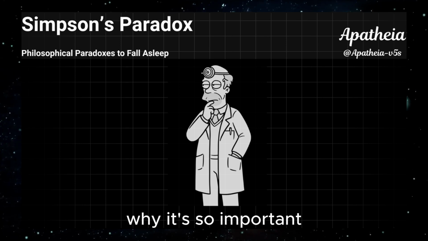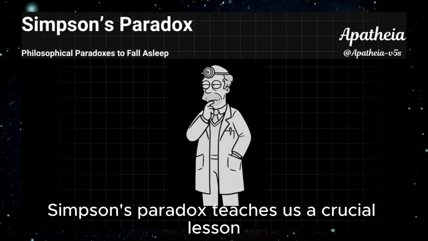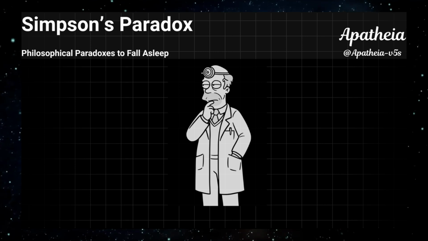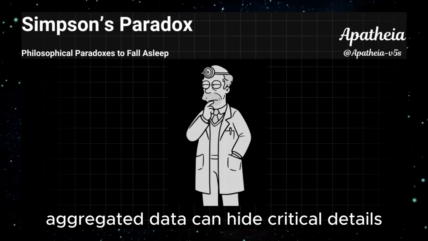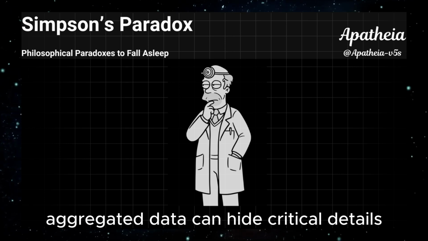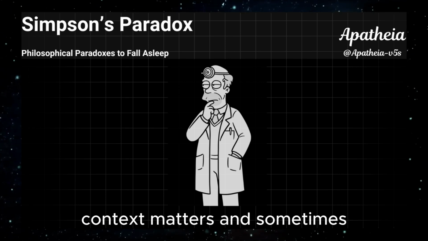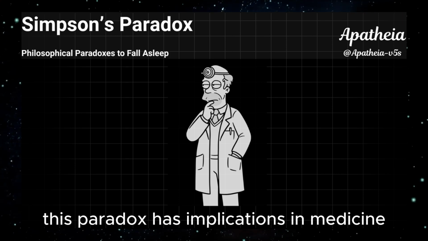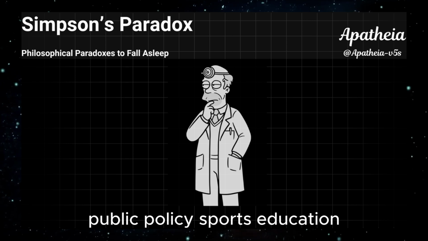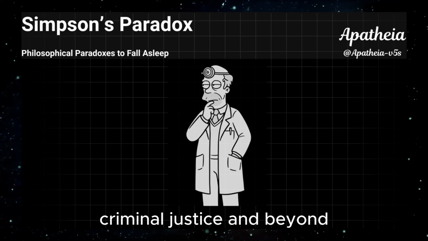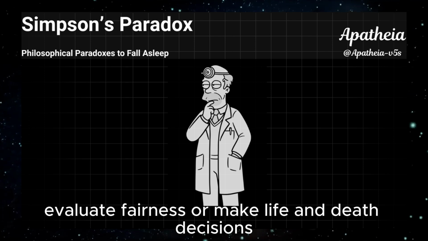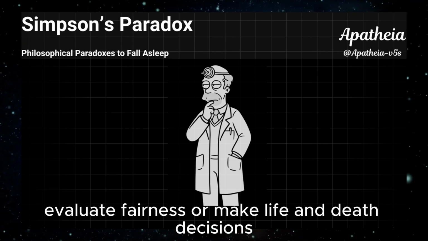Why is it so important? Simpson's Paradox teaches us a crucial lesson. Statistics can lie if we don't ask the right questions. It reminds us that aggregated data can hide critical details, context matters, and sometimes what looks like the truth isn't the whole picture. This paradox has implications in medicine, public policy, sports, education, criminal justice, and beyond. It can affect how we allocate resources, evaluate fairness, or make life and death decisions.